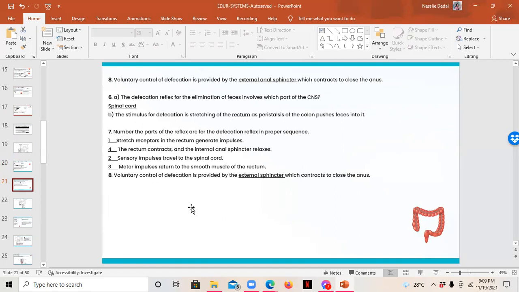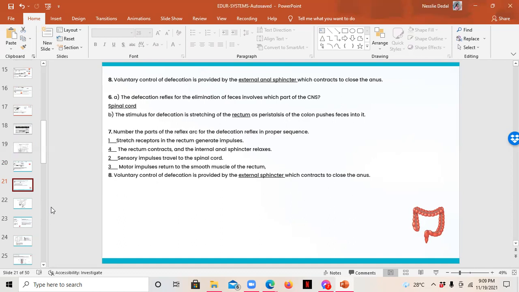Number 6A. The defecation reflex for the elimination of feces involves which part of the CNS? The answer is spinal cord. Letter B. The stimulus for defecation is stretching of the rectum as peristalsis of the colon pushes feces into it.